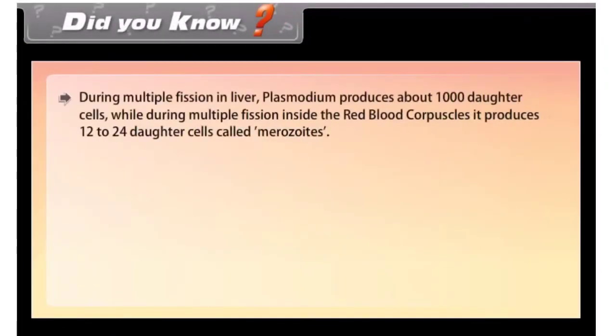Did you know, during multiple fission in the liver, Plasmodium produces about 1,000 daughter cells, while during multiple fission inside the red blood corpuscles, it produces 12 to 24 daughter cells called merozoites.